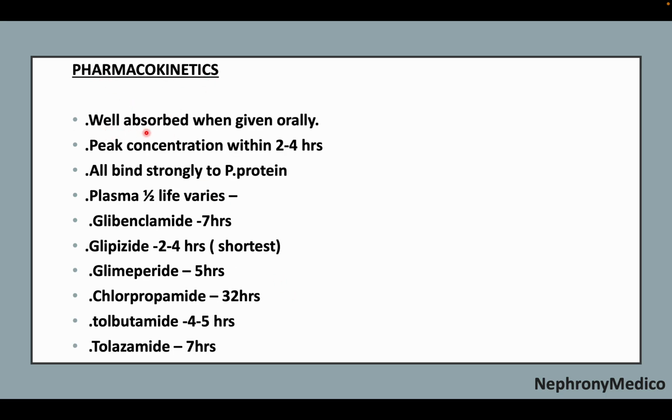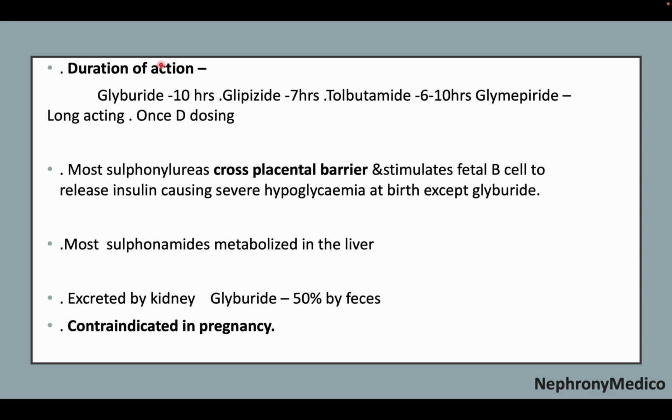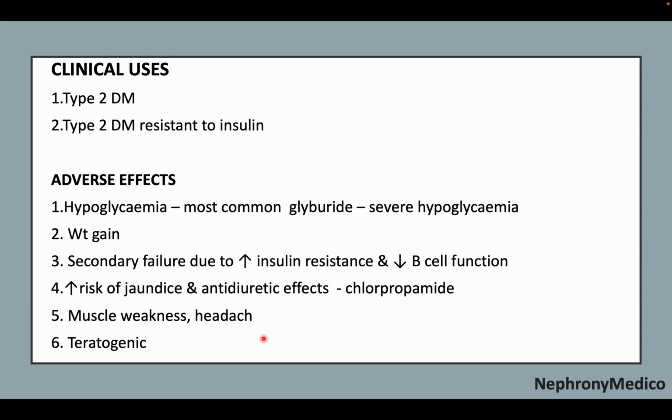Pharmacokinetics. These are well absorbed when given orally and all bind strongly to plasma protein. Duration of action: glyburide 10 hours, glipizide 7 hours, tolbutamide 6 to 10 hours, glimepiride is long acting with once daily dosing. Most sulfonylureas cross the placental barrier. These are contraindicated in pregnancy.